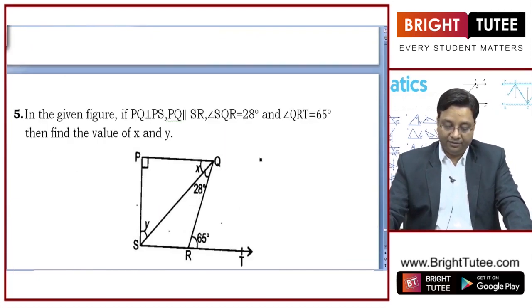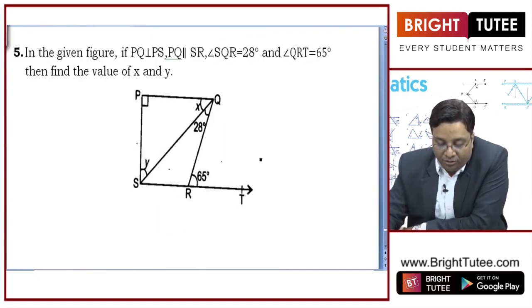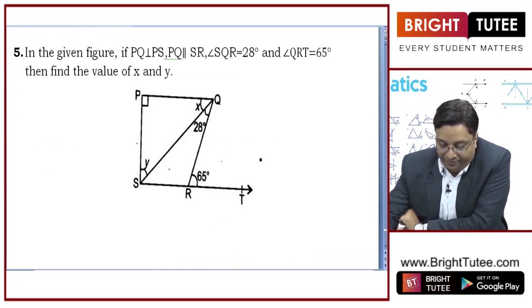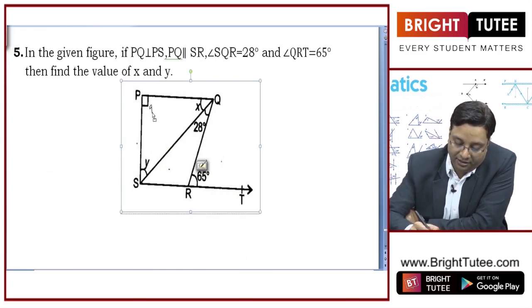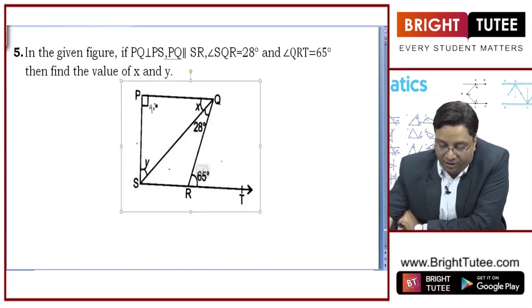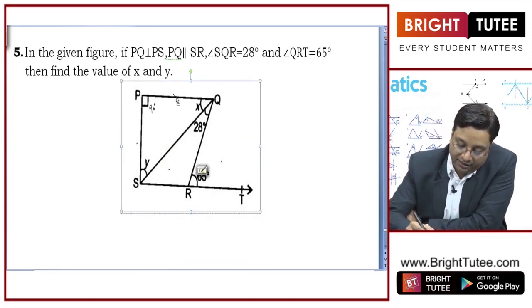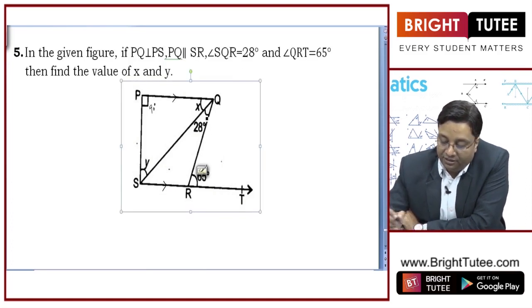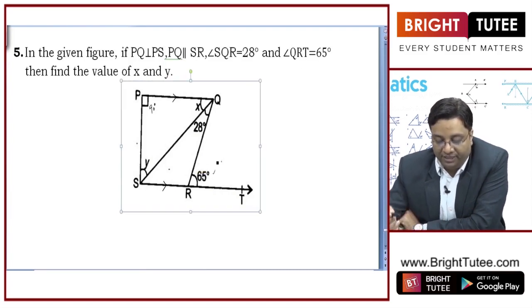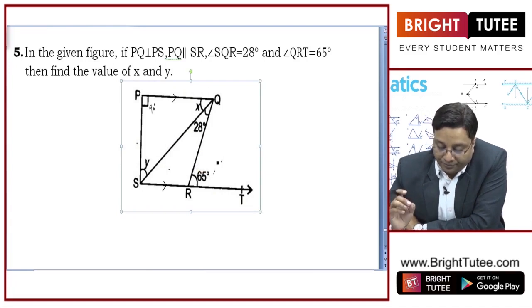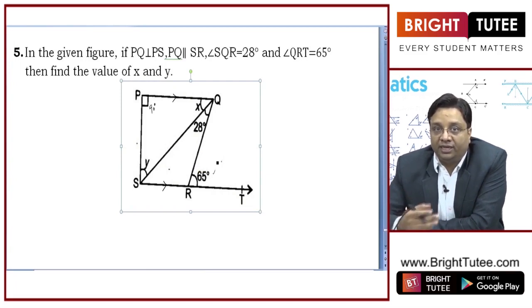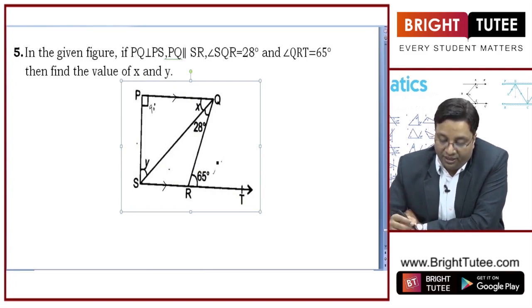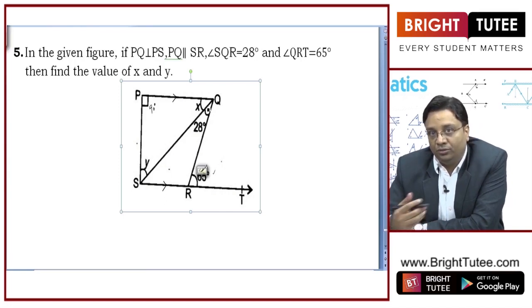Okay, let's move ahead. In the given figure, PQ is perpendicular to PS. Okay, so this angle is 90 degrees. PQ is parallel to SR, so this line is parallel to SR. SQR is 28, so this angle is 28. QRT is 65, so this angle is 65. Find the values of x and y. Okay. So for this question, let me not write the explanations in detail. What I'll do is, I'll tell you verbally, then you write it yourself.